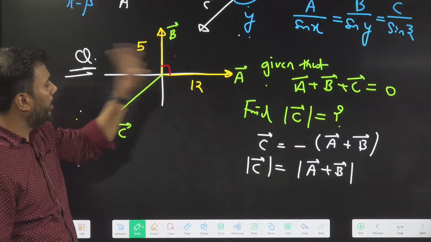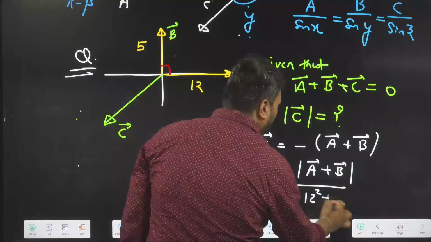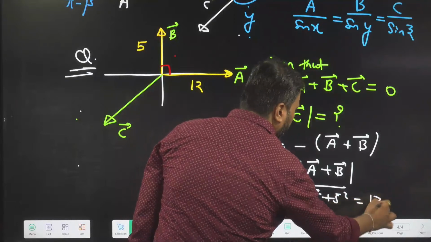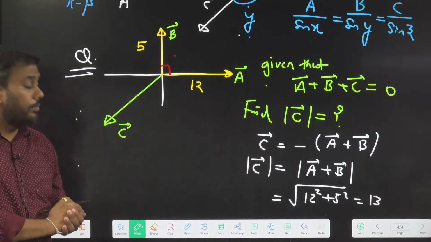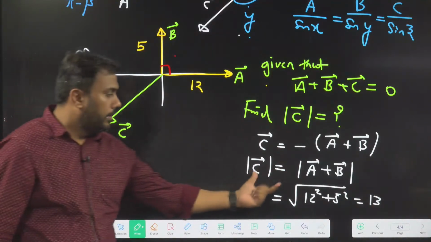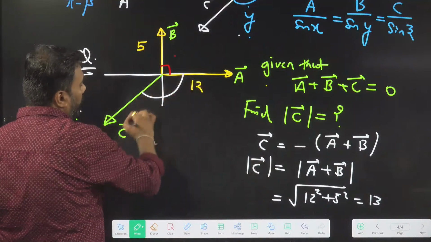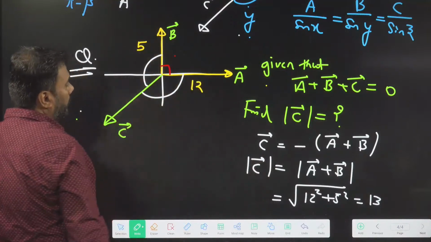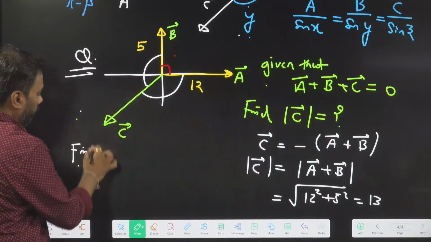A and B are perpendicular. So their resultant magnitude must be root over 12 square plus 5 square, that is 13. So the answer is 13. You will ask me how Lami's theorem is used in it. Wait, I will give you the answer. This is 13. Now if I ask you the angle between vector C and vector A and the angle between C and B, then you will need Lami's theorem.